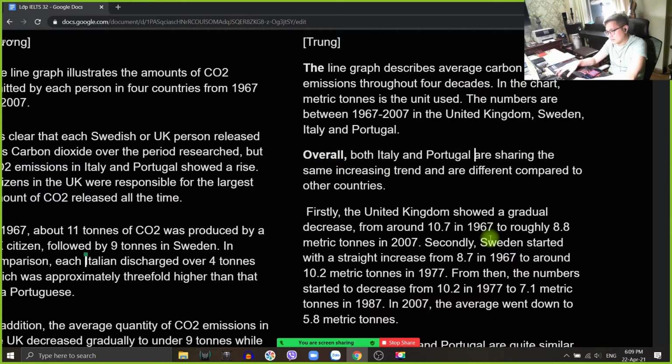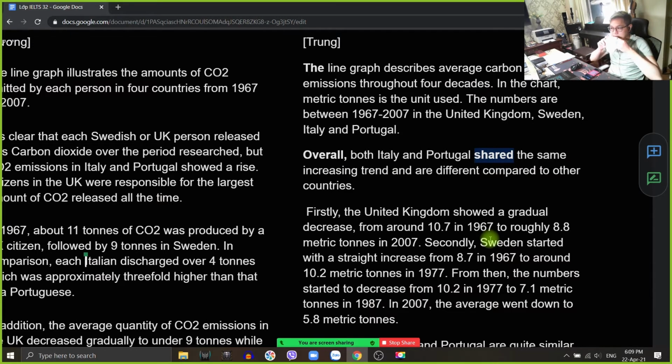Tại sao dùng thì hiện tại tiếp diễn ở đây? Why use present continuous here? Let's just say they shared. And it's a past tense because we're talking about past situations, right? Nó là quá khứ nha. Từ khúc này trở về sau.